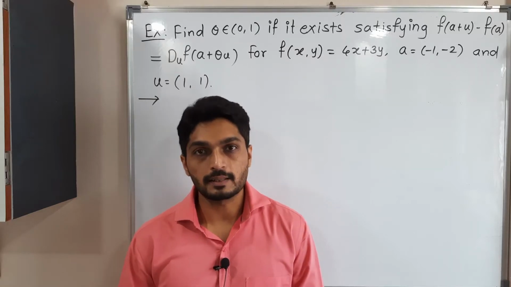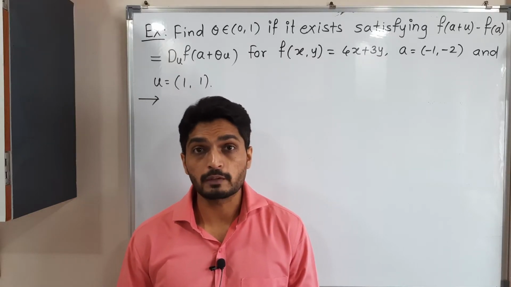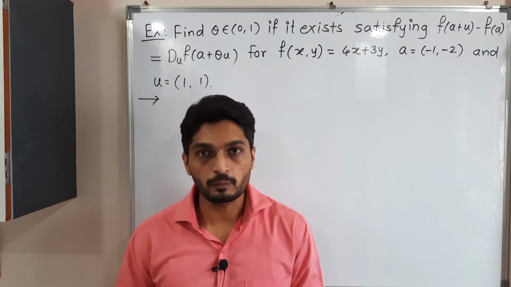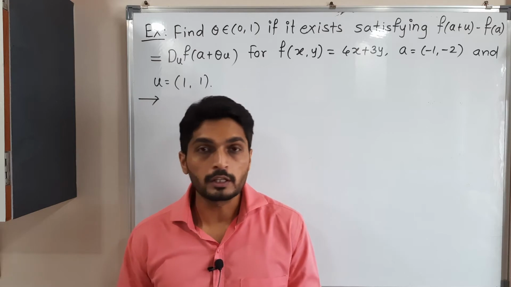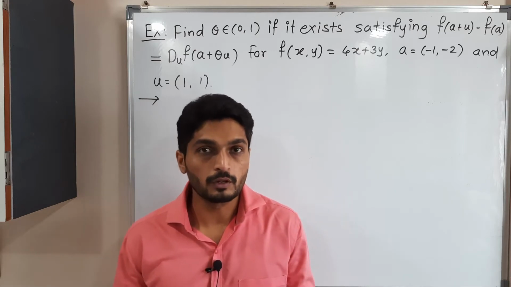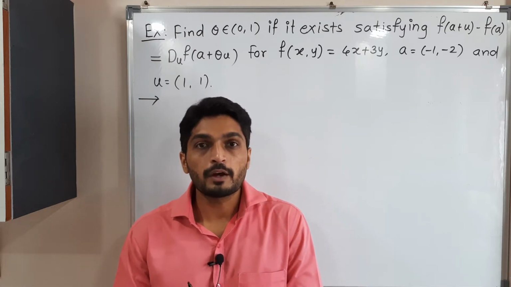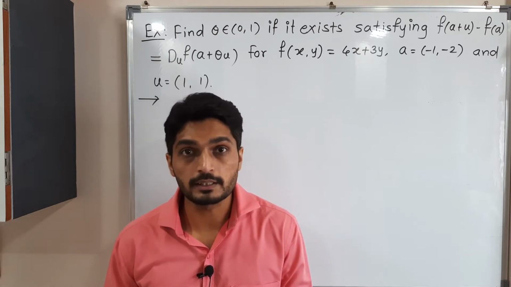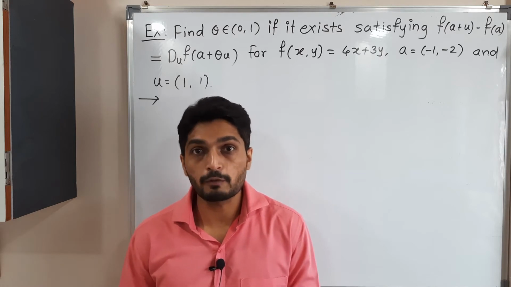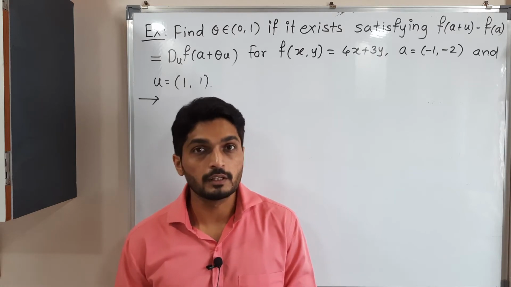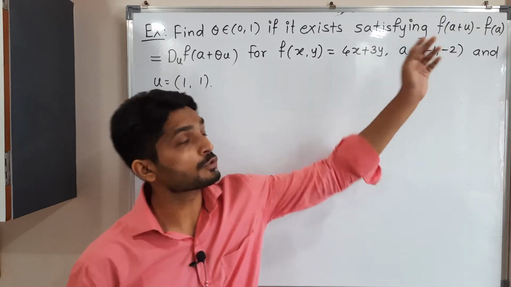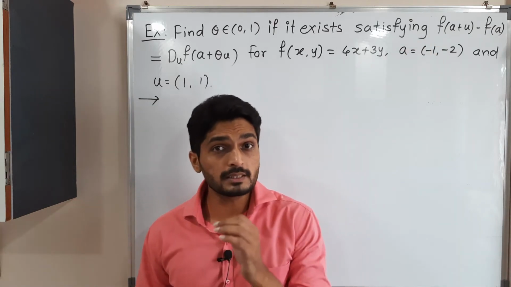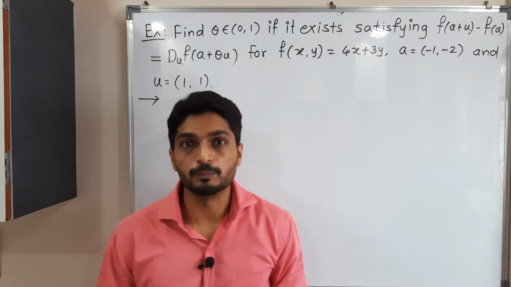Let us discuss this example, which is based on the mean value theorem for a scalar field. We have a function, some point a, and a vector u in whose direction we find the directional derivative. We have to find a value of theta which lies between 0 and 1 and satisfies this equality, which is the statement of the mean value theorem for a scalar field. f of a plus u minus f of a is equal to the directional derivative of f at a plus theta u in the direction of u.